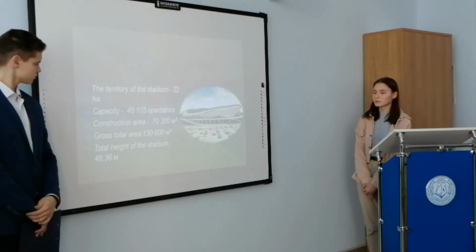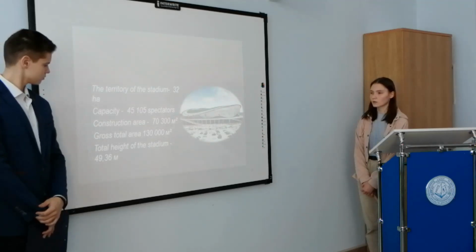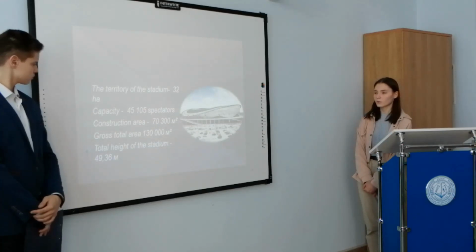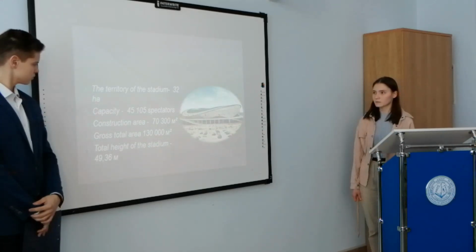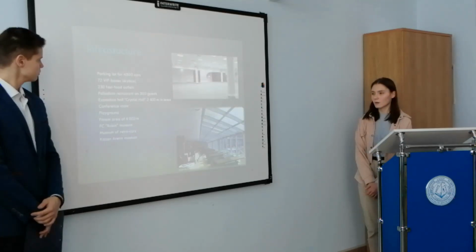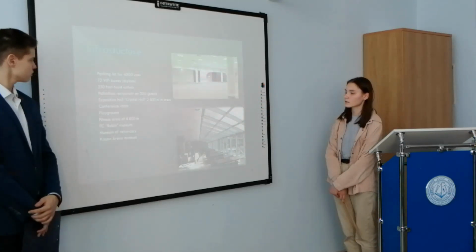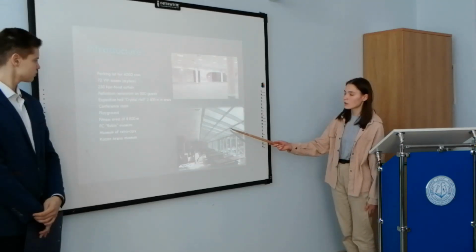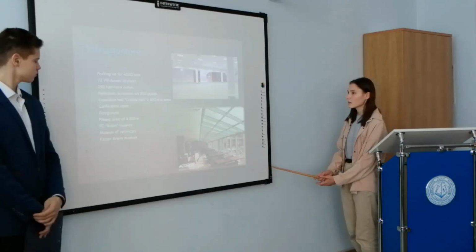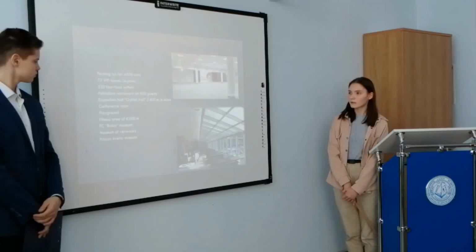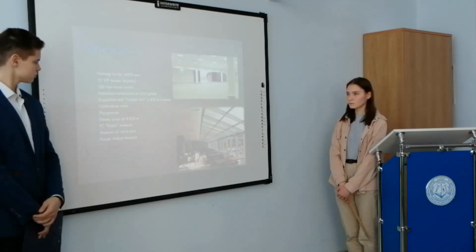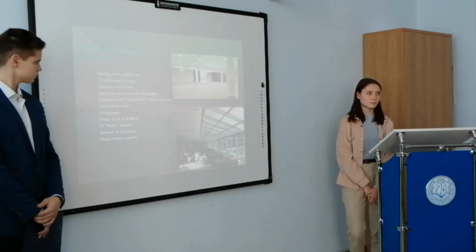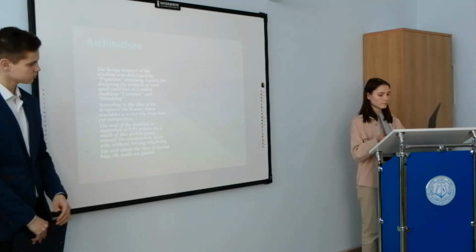Construction area is 70,300 square meters. Gross total area is 130,000 square meters. Total height of the stadium is 49.36 meters. Infrastructure includes a parking lot for 4,500 cars, 72 VIP boxes, 230 fast food outlets, Palladium restaurant for 300 guests, exposition hall, crystal hall, conference room, playground, fitness area, football club, Rubin Museum, and Kazan Arena Museum. Okay, thank you. Next, please.